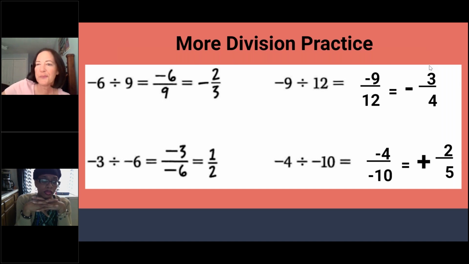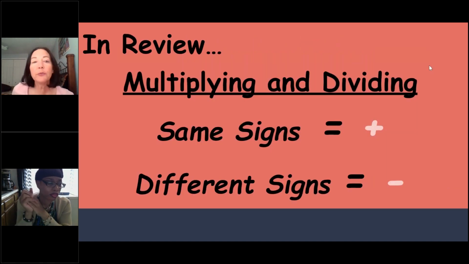Okay. Nice job. Okay, so in review, when we're multiplying and dividing positive and negative numbers, if the signs are the same, the answer is going to be positive. If the two signs are different, the answer is going to be a negative.